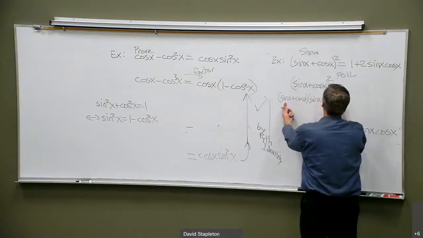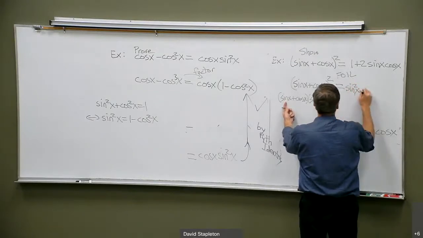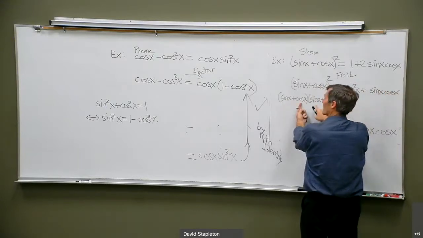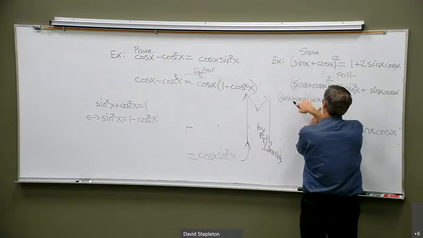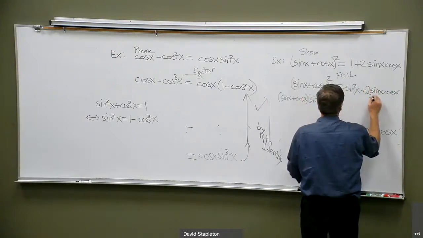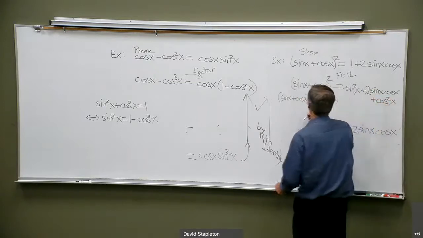What you get is this times this is sine squared. This times this is sine cosine. Then this times this is cosine times sine. That's the same thing, right? You can multiply in either order, and it's the same thing. So I got two of those now. And then cosine times cosine is cosine squared. So by FOIL, you can write this out if you want.